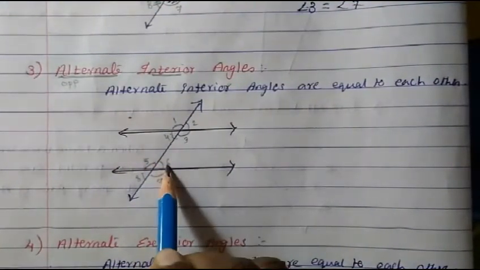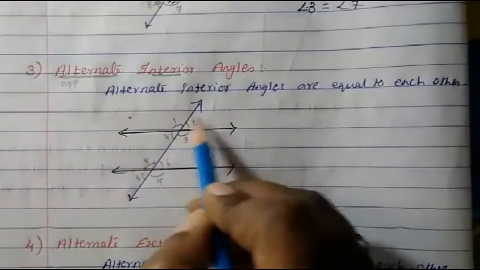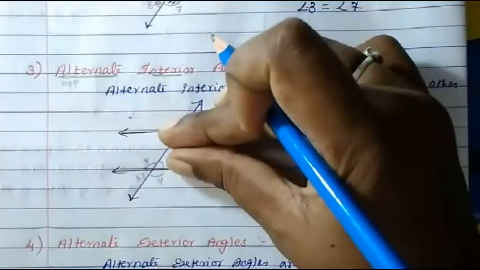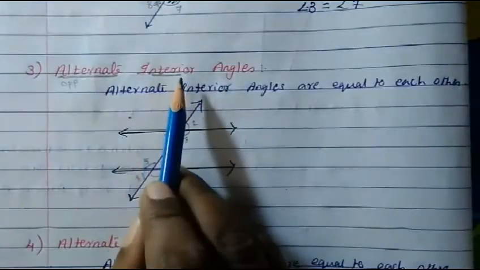4, 3, 5 and 6. Only this you have to see. This becomes outside the parallel lines. So these two lines are there, and inside are the interior angles.